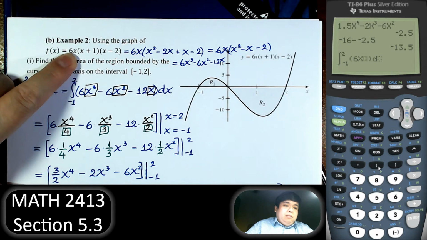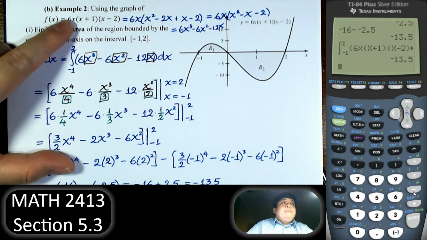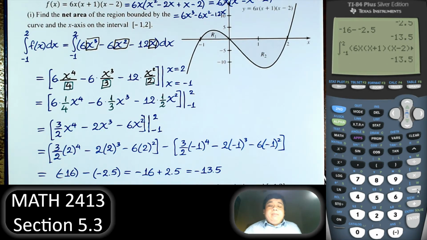6x, x plus 1, x minus 2 dx. Yeah, so that should be the same. So that gives us the net area, this much. Simple enough, right?